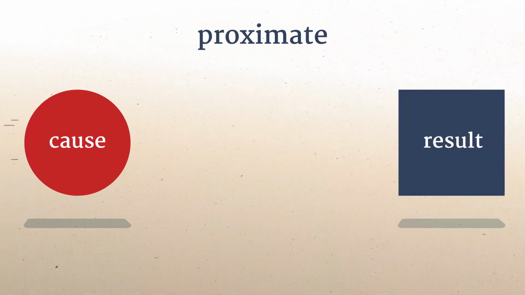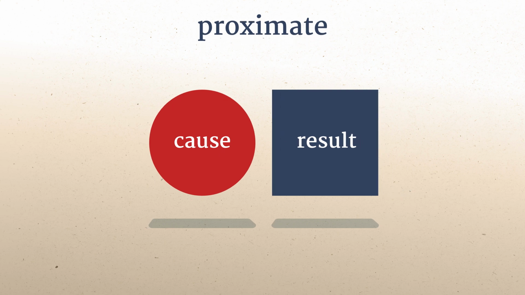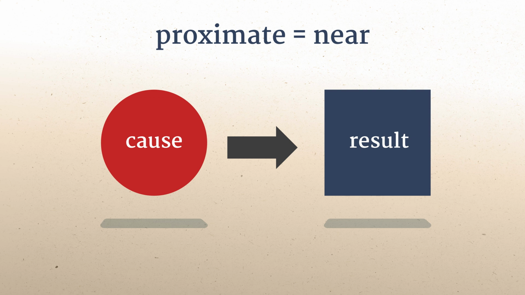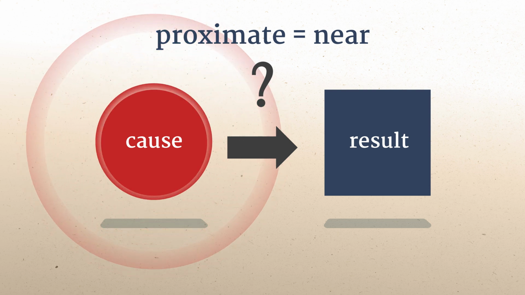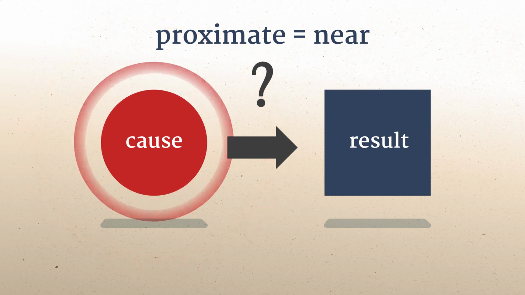To help remember what proximate cause is, you can think about its literal meaning. Proximate means near. And so you're asking, even if something is a but-for cause, was it near enough? Is it related enough in time or related in some other way that it makes sense to still hold the defendant liable? And there's an example I like to use about this.